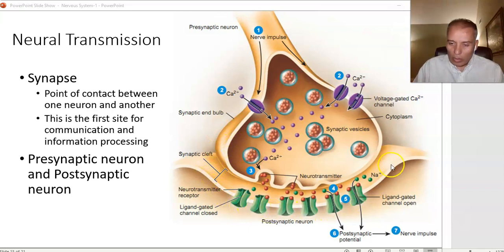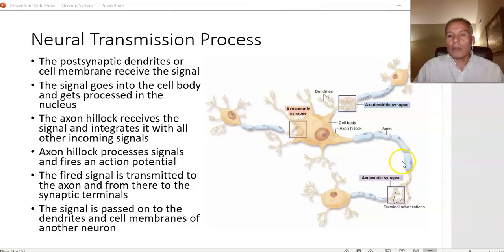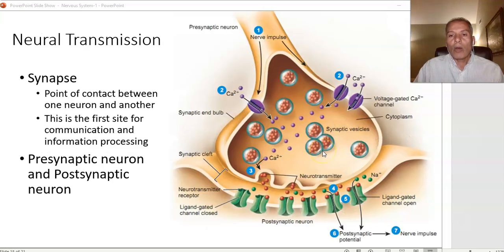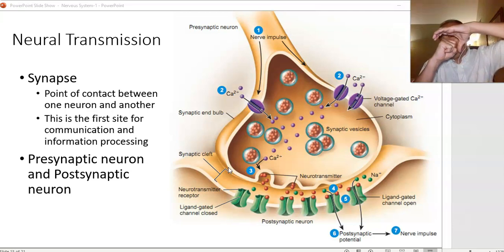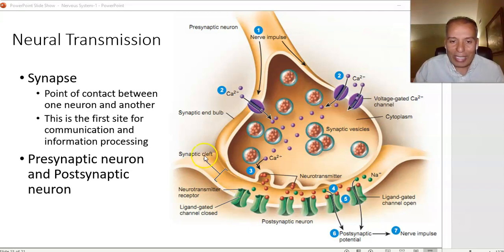On the dendrite, sometimes on the cell body, there's a particular area that is curved, and the synaptic terminal fits within it, and there's a gap in between them. That's called the synaptic gap or the synaptic cleft. That space is always in there in most of the cells.